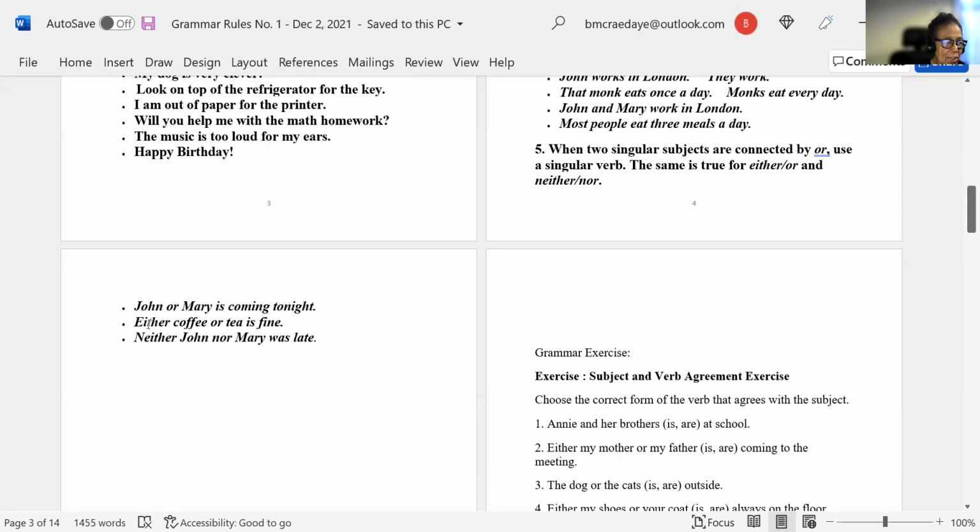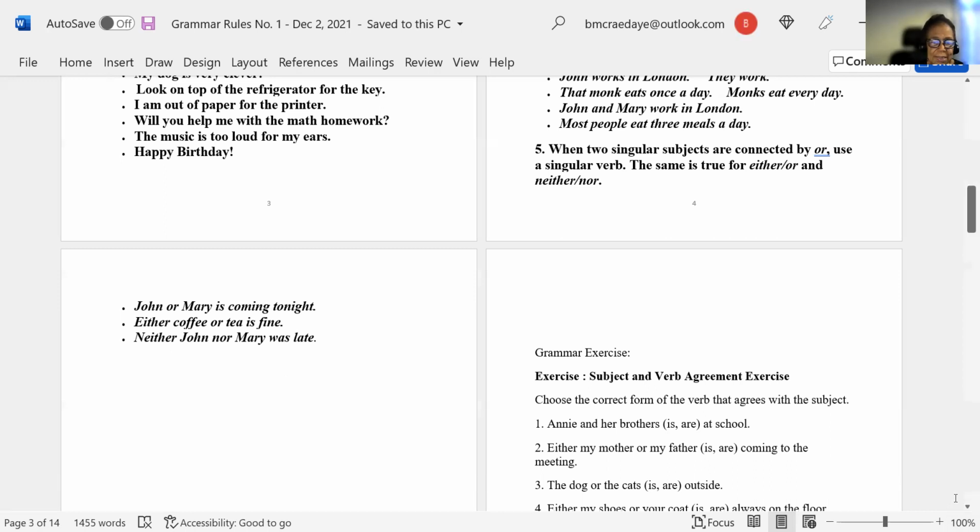Either, now here's the either or. Either coffee or tea is fine. So with either or, we use the singular verb is. Now with neither, neither nor. Neither John nor Mary was late. So using neither nor, you use a singular verb. So neither John nor Mary was is the singular verb.